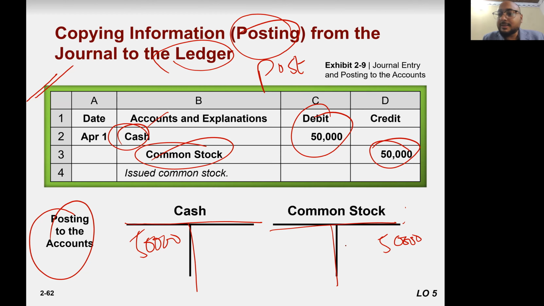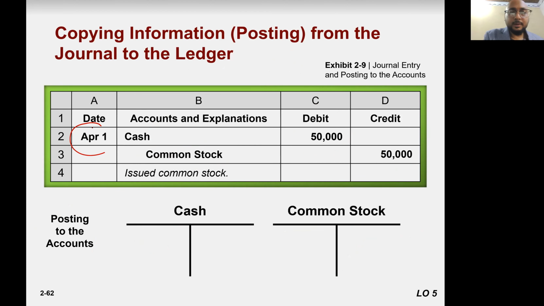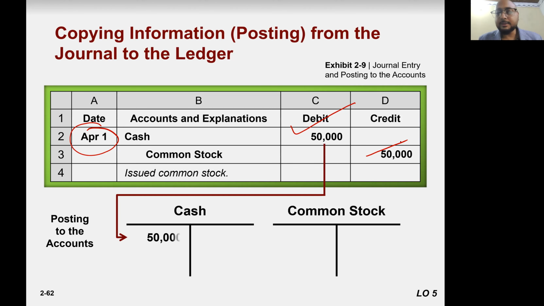So which transaction is April 1? If you want to find out where this 50,000 is from, on the journal it is the number 1 transaction, April 1. So you open the journal book, go to April 1st, and then you find out this is the transaction. Right, guys? Understand? Yes.